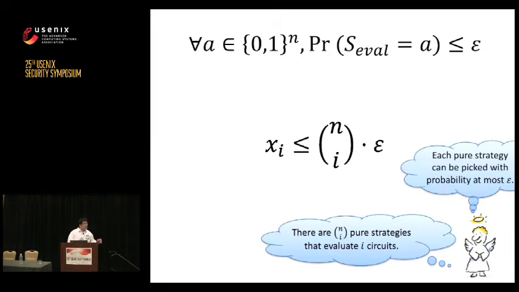It turns out this is also enough to ensure security, because if xi is smaller than n choose i times epsilon, then the evaluator could simply pick every pure strategy evaluating i circuits with equal probability. That ensures that none of these pure strategies will be used more often than epsilon.